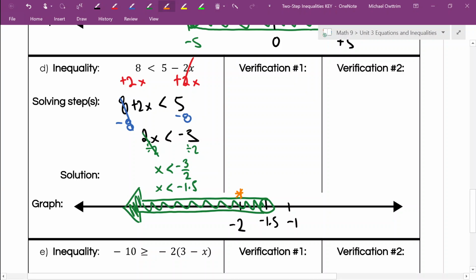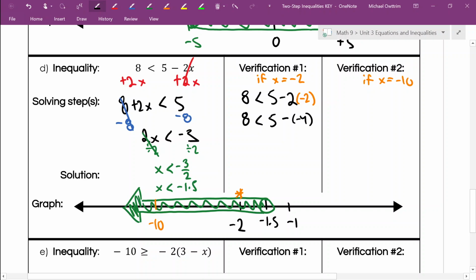I am going to choose -2, and I'm also going to choose -10, which would be somewhere that way. So let's check if x is -2 and if x is -10. So in my original inequality, I had 8 is less than 5 minus 2 times whatever my x is. My x here is -2. So 8 should be less than 5 minus -4. 2 times -2. When I subtract negative, it's really adding a positive. So 5 plus 4 is 9. 8 is less than 9, so that is true.